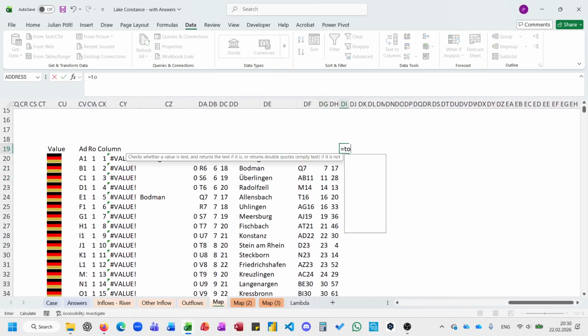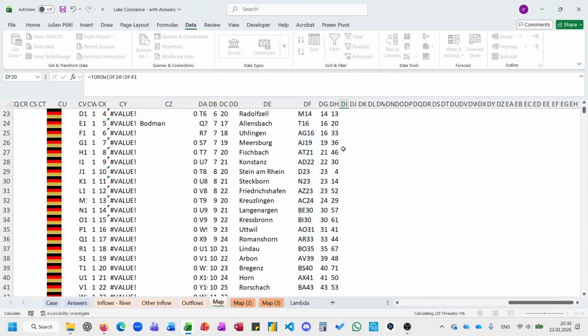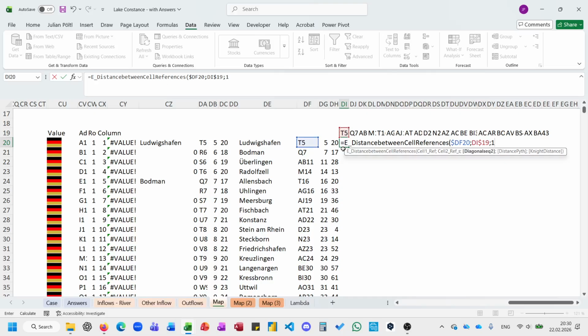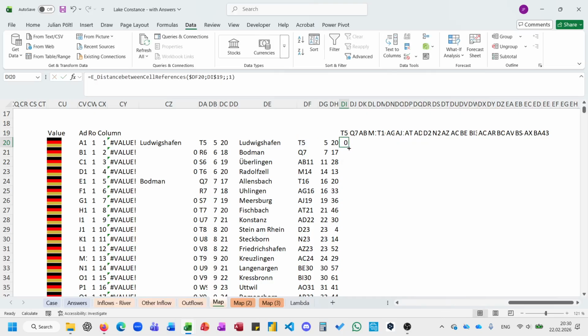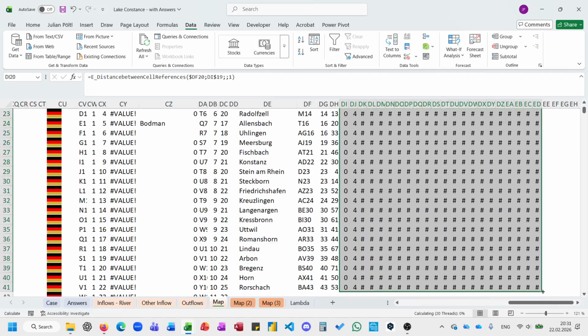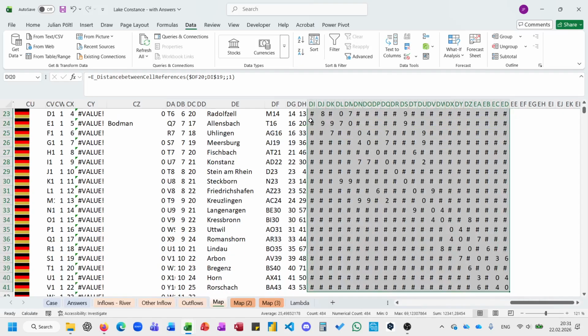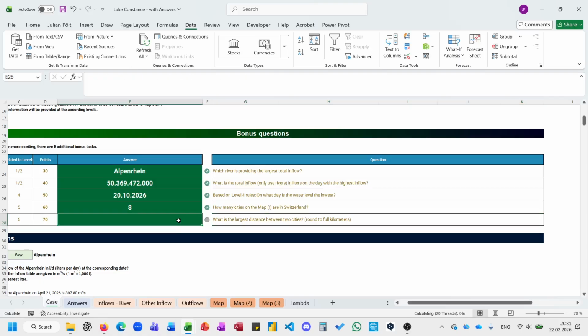And then I do the following: 2-dimension to row of the addresses here, and then distance between cell references. This is cell reference 1, this is cell reference 2, Pythagorean distance, and simply track this aside, and we have our solution. This is the maximum. I think we have to round it. Yes. And we have solved the case.